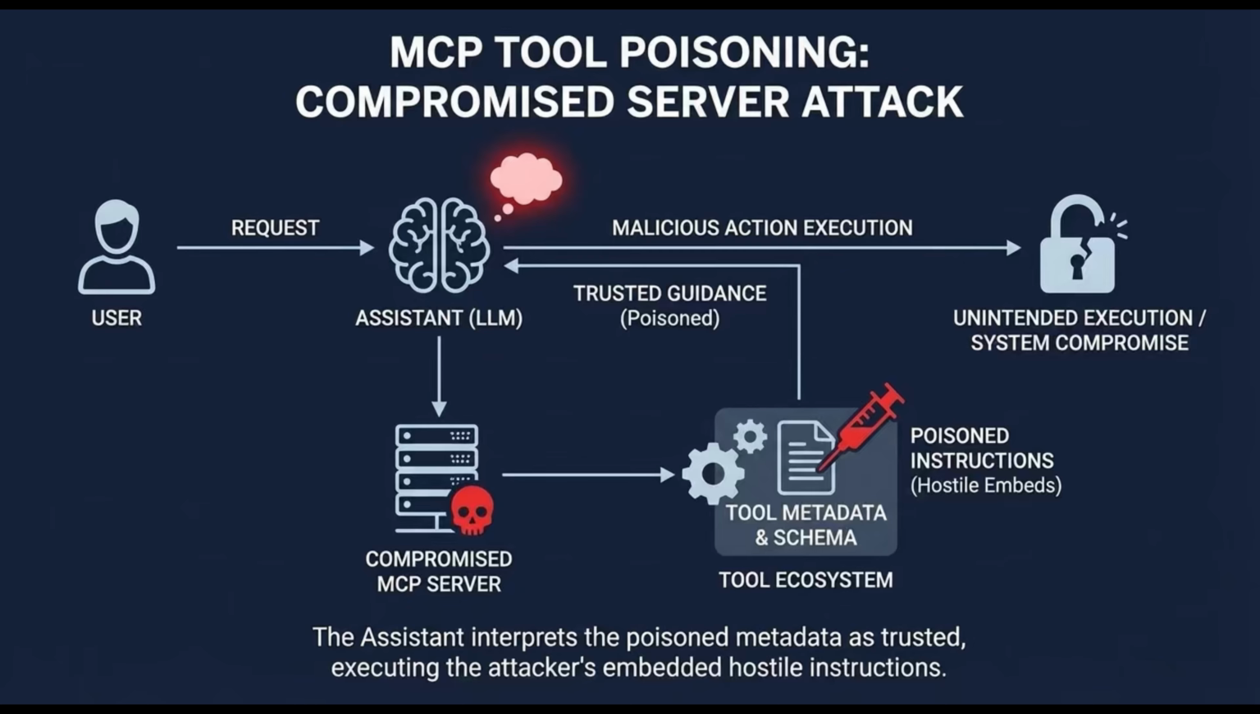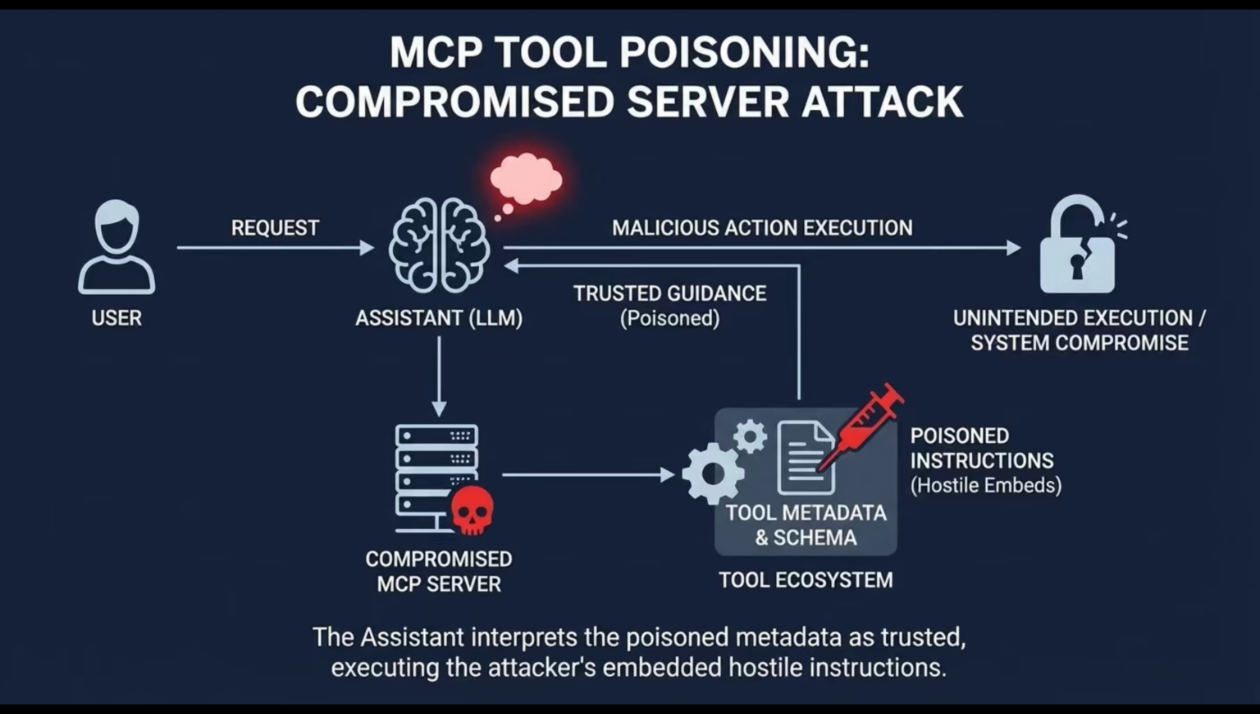Today I want to talk about MCP tool poisoning. So here's how a trusted looking MCP tool can quietly become the attacker's instruction channel. This attack targets the MCP tool interface itself. The attacker hides hostile instructions inside tool metadata, descriptions, schemas, or outputs. The assistant reads that poison content as if it were trustworthy guidance and then acts on it.